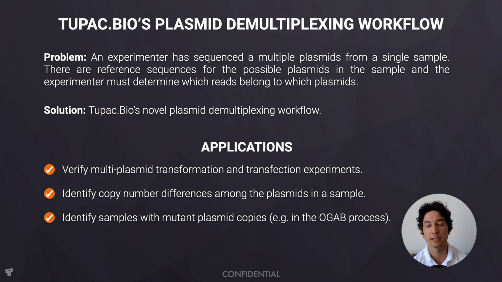with our demultiplexing workflow. So I'll give you some examples of where using our plasmid demultiplexing workflow may be useful. So one is to verify multi-plasmid transformation and transfection experiments are successful, or that those plasmids have persisted over time. Two, to identify copy number differences among plasmids in a sample. Or three, identify samples with mutant plasmid copies.